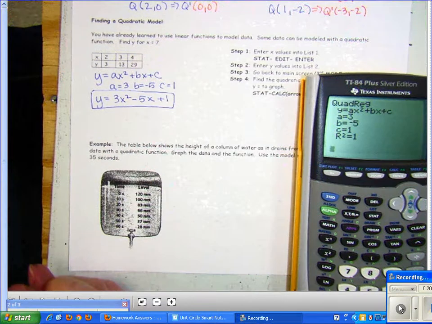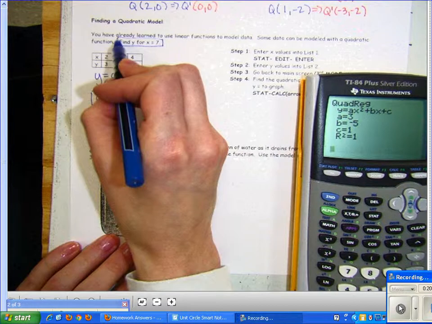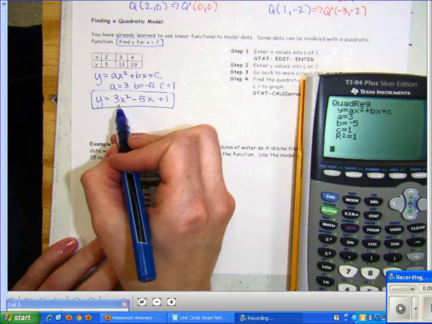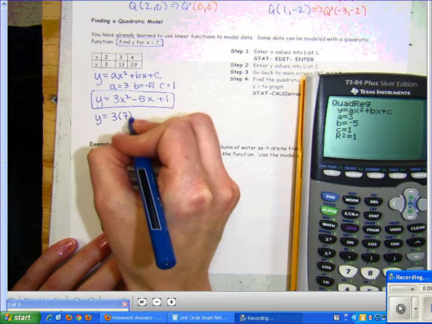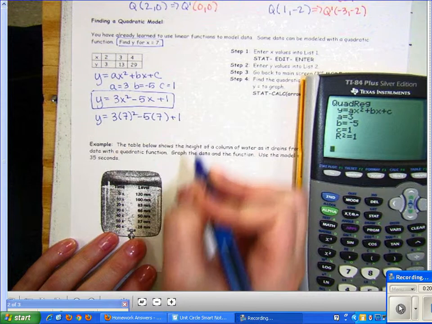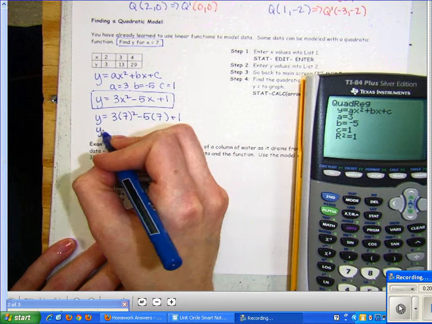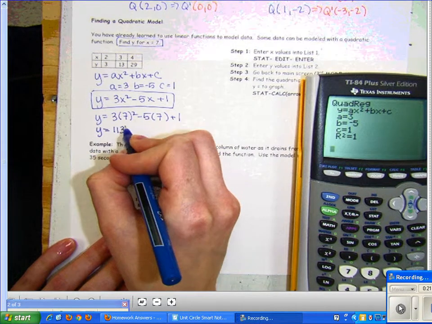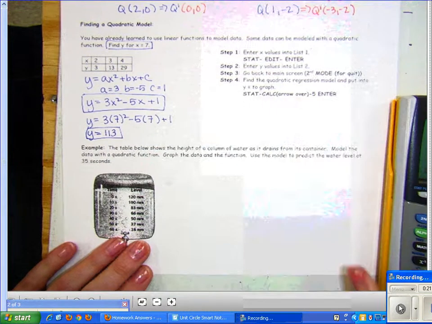Now I want to find y when x equals 7. If I want to find y when x is equal to 7, that means I'm just plugging x into my equation. So y equals 3 times 7 squared minus 5 times 7 plus 1. All I have to do is plug this into my calculator, and then I figure out that y is equal to 113.